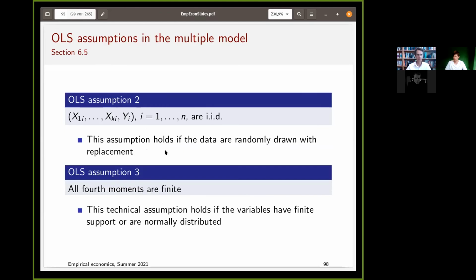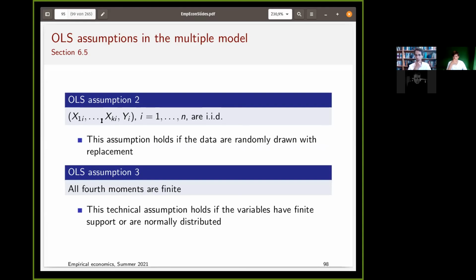All right. Second assumption. The second assumption just tells us that all observations are identically and independently distributed. And this assumption normally does hold if we work with cross-sectional data. So if the data are just randomly drawn with replacement, then that's not a problem. It's really a technical assumption if we work with cross-sectional data.